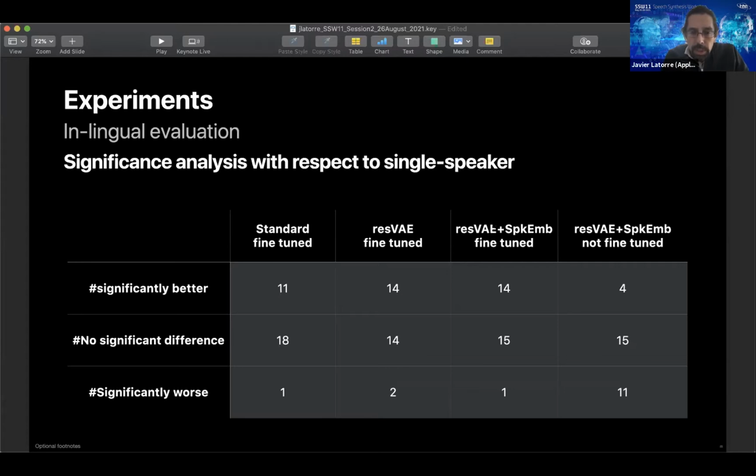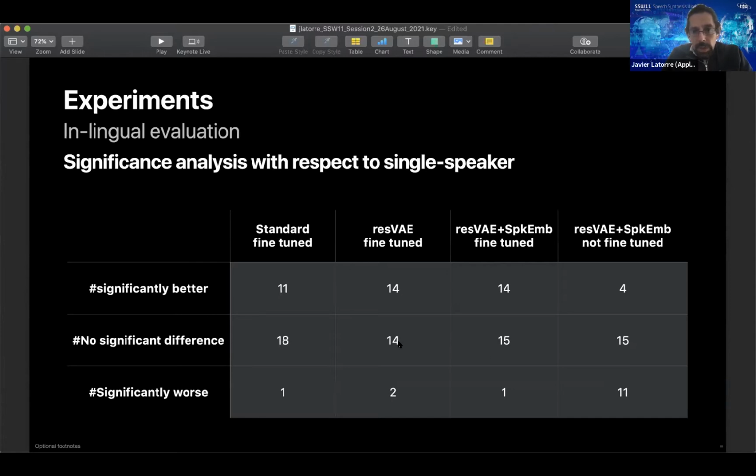This table provides the significance between each one of the models and the single speaker model, which at the end of the day is the one that we want to compare with. So this is over the 30 voices, how many of them were significantly better, equal, or worse. And here, as you can see, even though the non-fine-tuned model looked pretty much equivalent to the single speaker model, there are many more voices for which it was significantly worse than better.